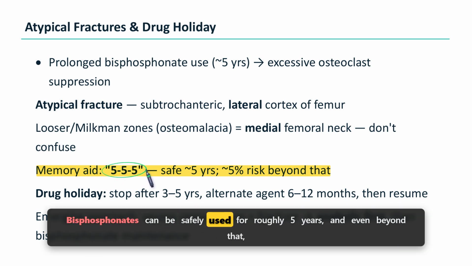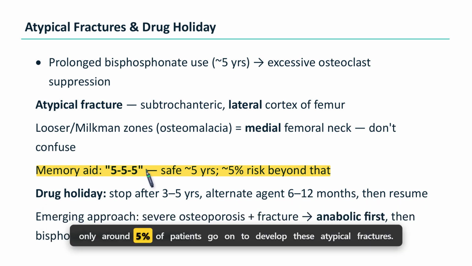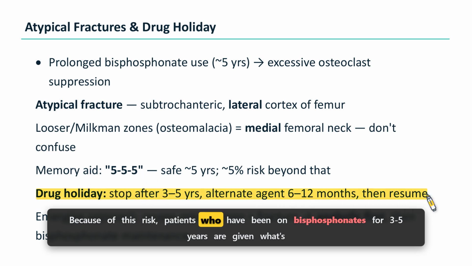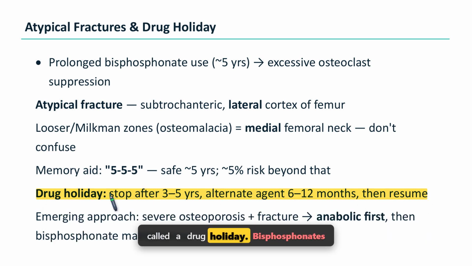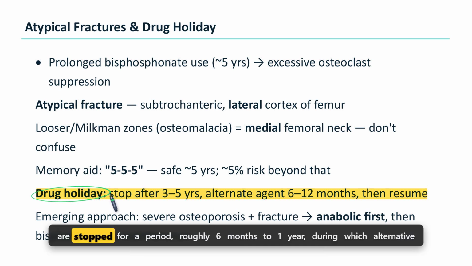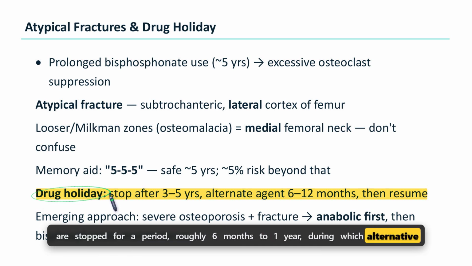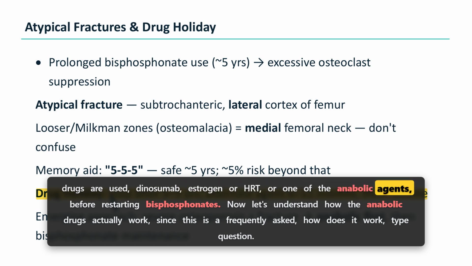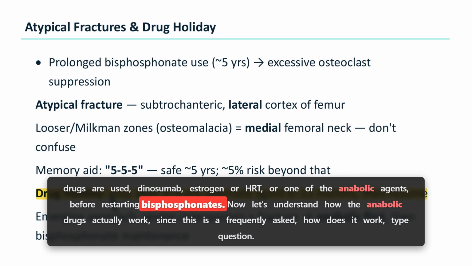Bisphosphonates can be safely used for roughly 5 years, and even beyond that. Only around 5% of patients go on to develop these atypical fractures. Because of this risk, patients who have been on bisphosphonates for 3 to 5 years are given what's called a drug holiday. Bisphosphonates are stopped for a period, roughly 6 months to 1 year, during which alternative drugs are used, denosumab, estrogen or HRT, or one of the anabolic agents, before restarting bisphosphonates.